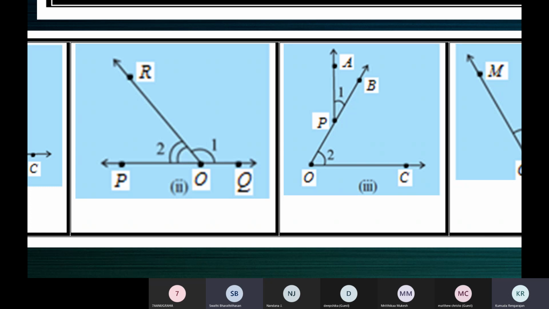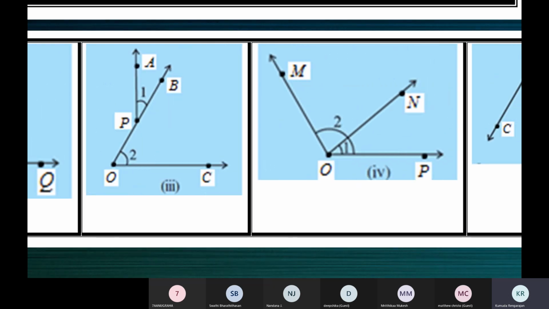See, of the three, even if one is not satisfied, you don't have to check the others. Angle 1 and angle 2 do not have a common vertex. The vertex of angle 1 is P, while the vertex of angle 2 is O. So they are not adjacent angles. You don't have to check if they have a common arm and their non-common arms are opposite rays. Even if one is not satisfied, they don't form an adjacent pair of angles. So here, because they don't have a common vertex, angle 1 and 2 are not adjacent angles.